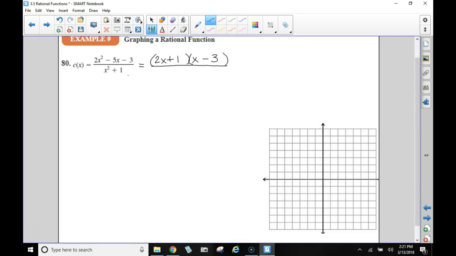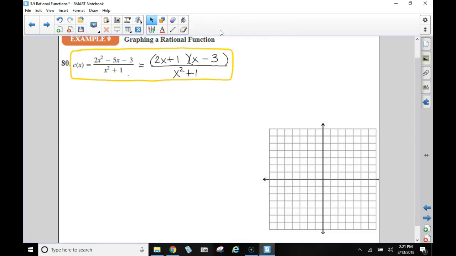All right, I like that. Minus 3. Okay, I like that. All over x squared plus 1. But y'all, x squared plus 1 is the sum of two squares. It is prime. It does not factor. Okay? That might be good to know. So when we are looking at our function to graph, we can either look at the original or the factored form.